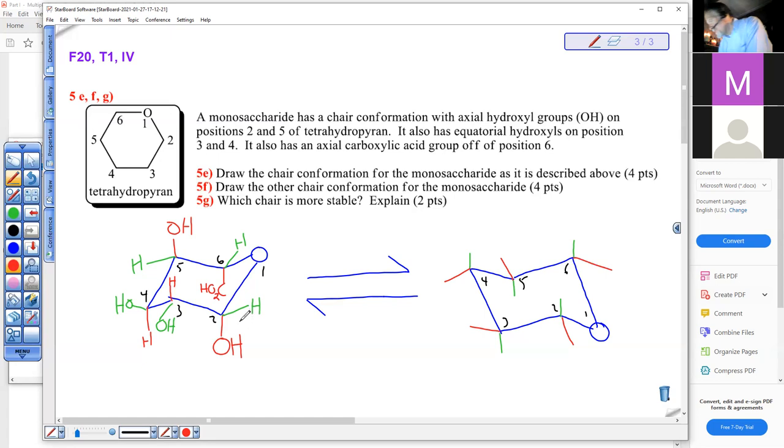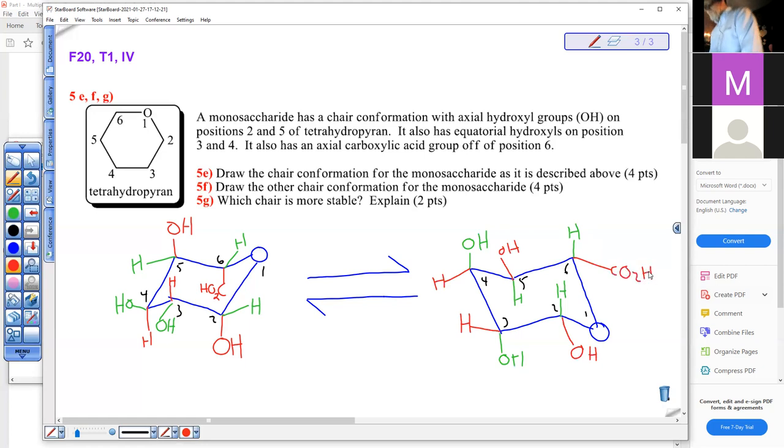And remember, when you go to 2, whatever was up here needs to be up here. So up H. Down OH, but now the OH is equatorial, isn't it? And up H on 3, and down OH on 3, and up OH on 4, but now it's green. Up OH on 4, you don't have to do colors, people. And down H on 4, and up OH on 5, and down H on 5. And 6 has an up H and a down O, CO2H.